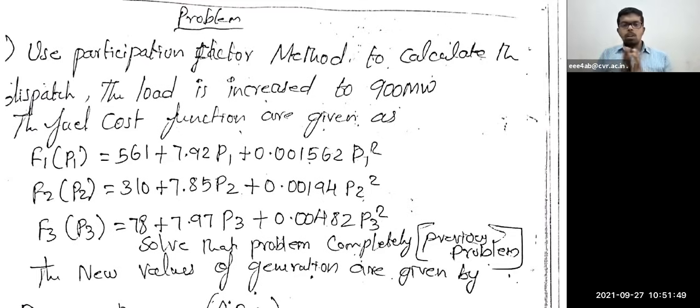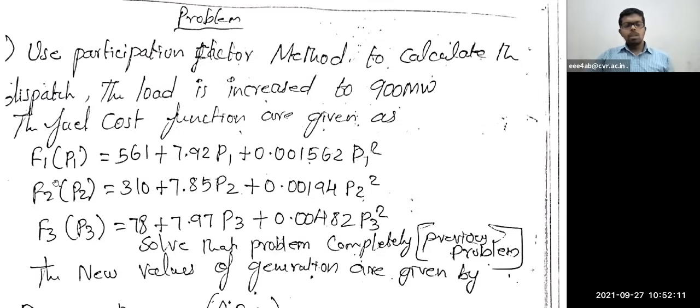So what is the fuel cost function? The fuel cost functions are given below. That is, F1 of P1 is equal to 561 plus 7.92 P1 plus 0.001562 P1 square.